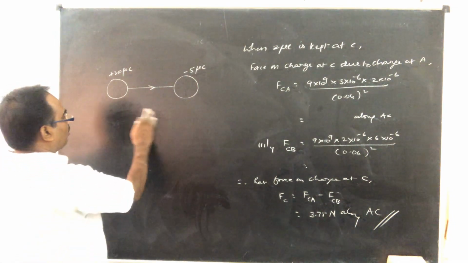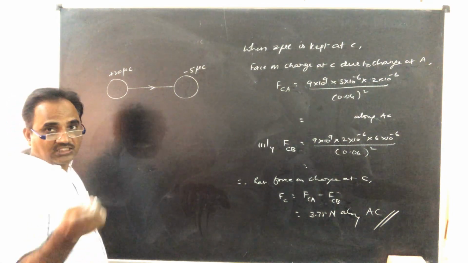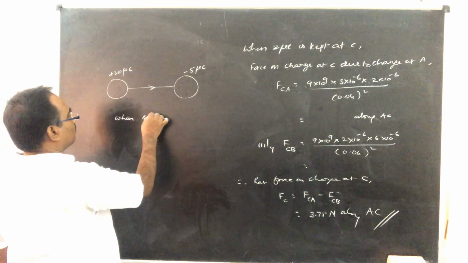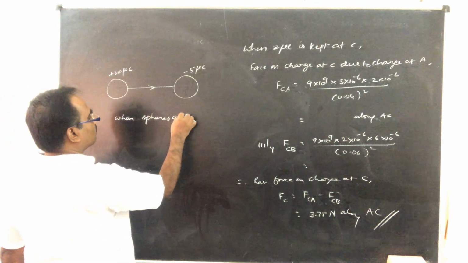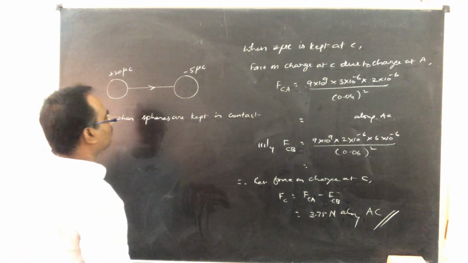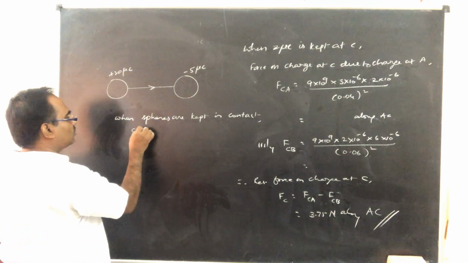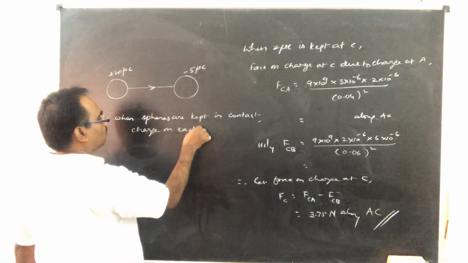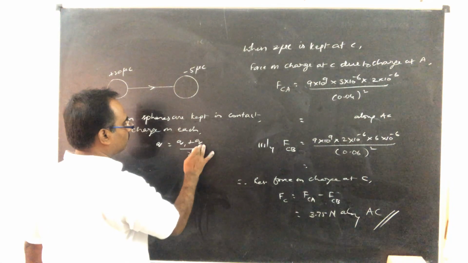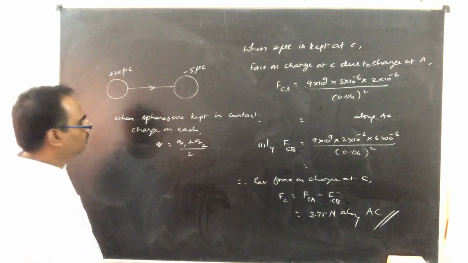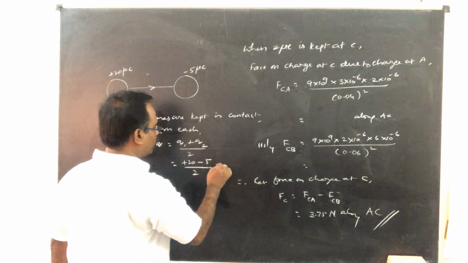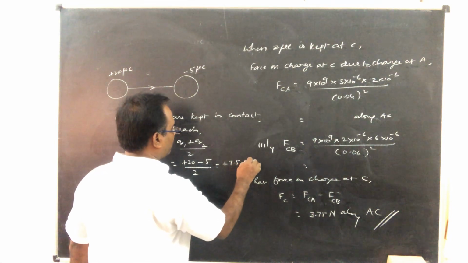See, the first property of charge is additive, I told you this point. So when spheres are kept in contact, charge on each, Q is equal to Q1 plus Q2 divided by 2. So this is plus 20, this is minus 5, divided by 2. So it is plus 7.5 microcoulomb.